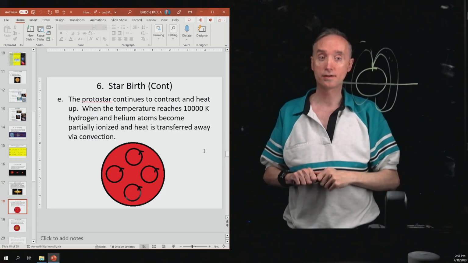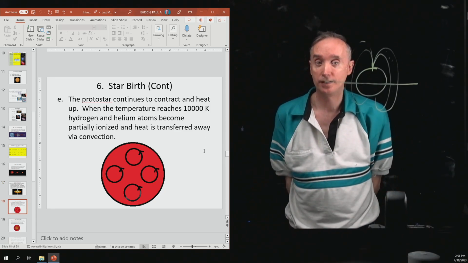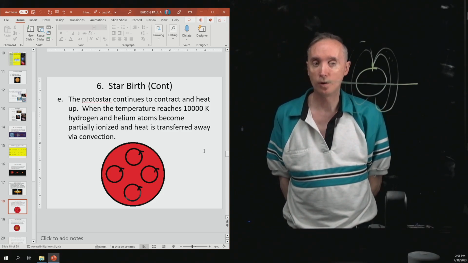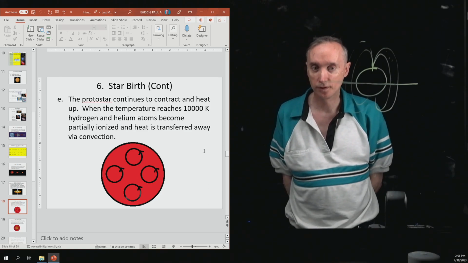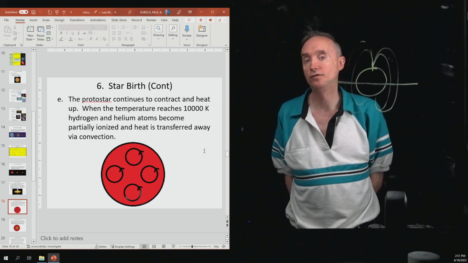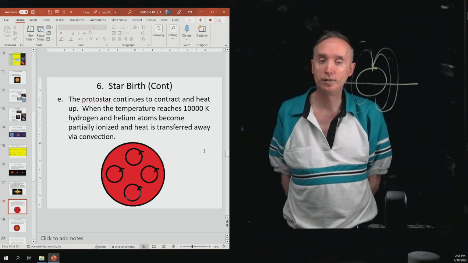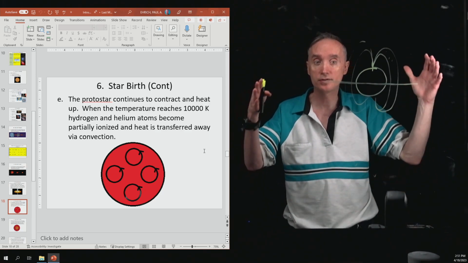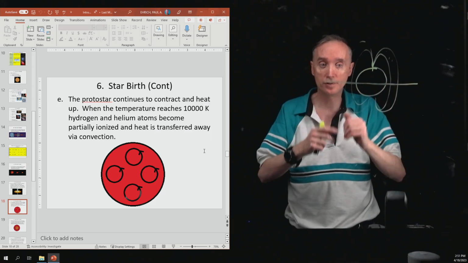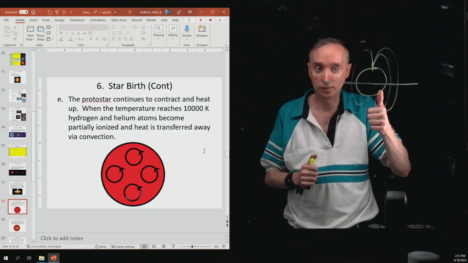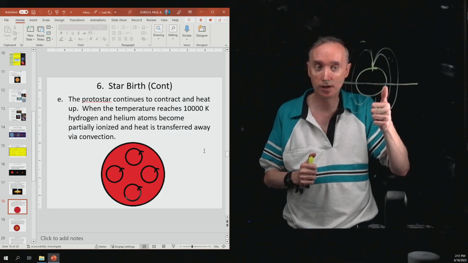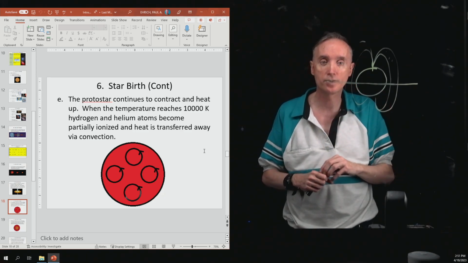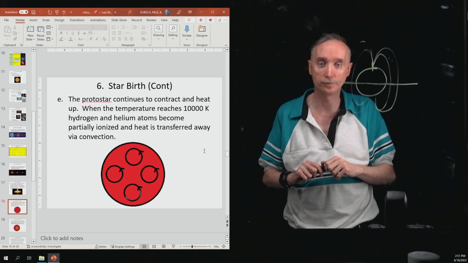Okay, the next thing that's going to happen is the temperature is now going to get up to 10,000 Kelvin. So what was the temperature that it started with? So we said in outer space it was like 4 Kelvin, and then in the nebula it was like 30 Kelvin. Okay, so as it is collapsing, the pressure is going up, and as the pressure goes up, the temperature is going up. So now the temperature is up to 10,000 Kelvin.